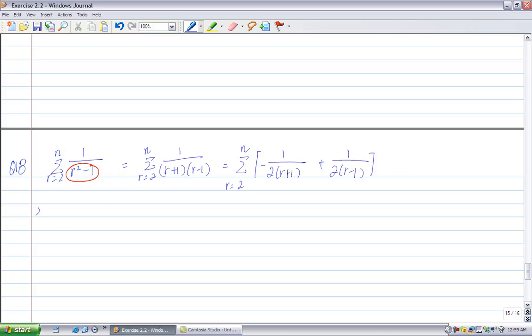let A_r be equals to 1 over 2r. That's a natural choice because you notice that you got 1 over 2(r plus 1) and 1 over 2(r minus 1). So to be easy, let A_r be 1 over 2r. So A_(r+1) will be equals to 1 over 2(r plus 1). Replace your r with r plus 1. A_(r-1) will be equal to 1 over 2(r minus 1). Easy.